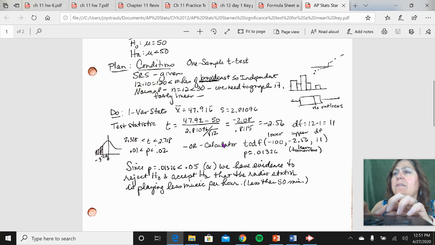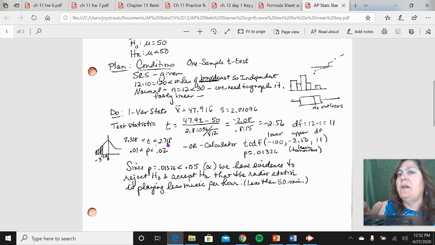Here's your x-bar stats. Your t statistic was negative 2.56. Well, I guess I forgot to tell you, when you get a negative t value, you need to use the positive value on the t table, okay, and find it between there. So df was 11, and you find the absolute value of that fell between 2.328 and 2.718. Following that up was 0.01 to 0.02. I did not multiply this one by 2 because this was a one-tailed test. So your p-value is between 0.01 and 0.02.